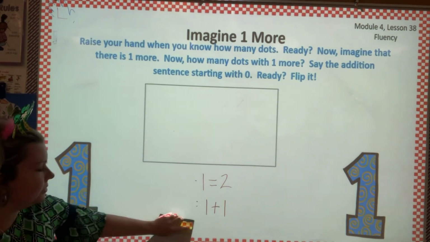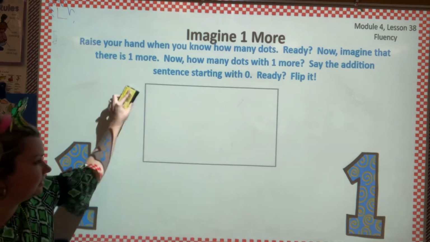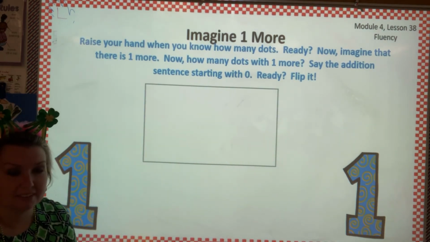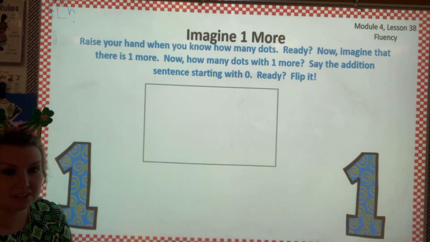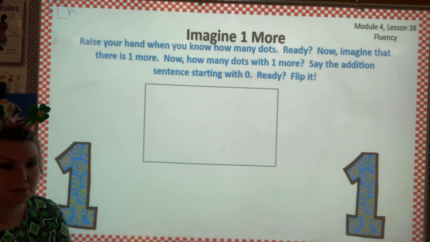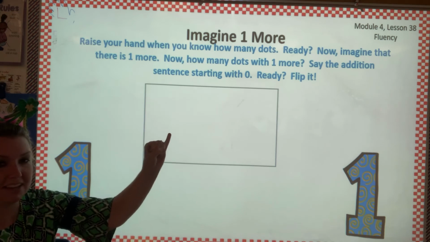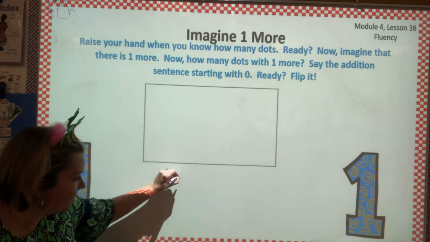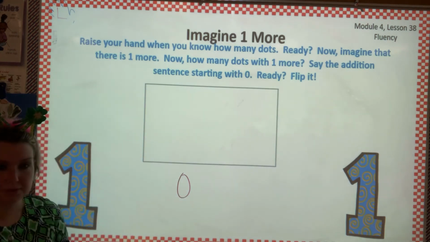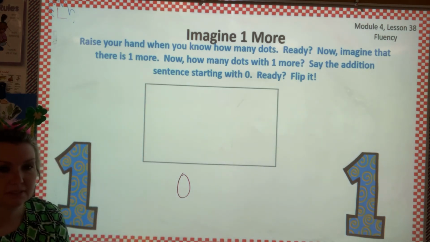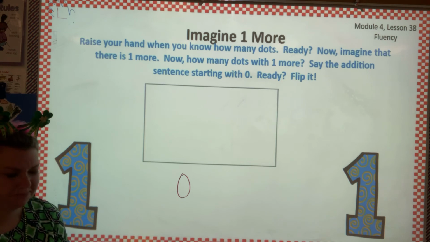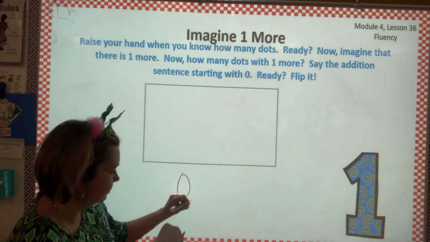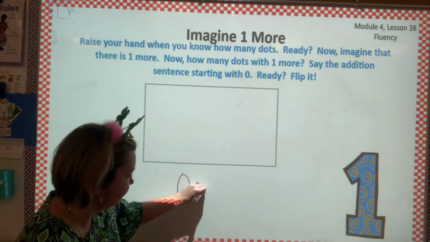Okay, raise your hand when you see how many dots there are. Now imagine there is one more dot. How many dots are there now? Show me. 1, exactly. Say the addition sentence starting with 0. Smriti? 0 plus 1 is 1.